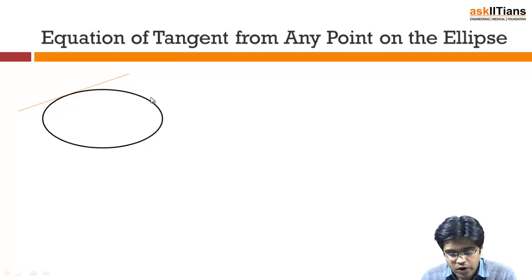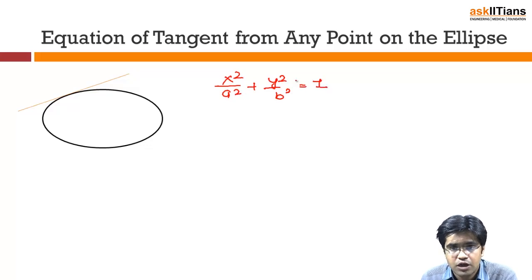So we know that the equation of the ellipse is given by x square by a square plus y square by b square is equal to 1. Let's say that this point is x1, y1. That is, the line is touching the ellipse at this point x1, y1. If I know this point, then I can find the value of the slope. How? By differentiating the curve and putting that coordinate in this differentiation.